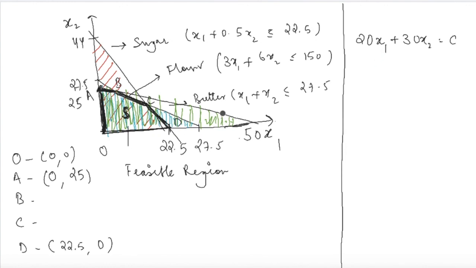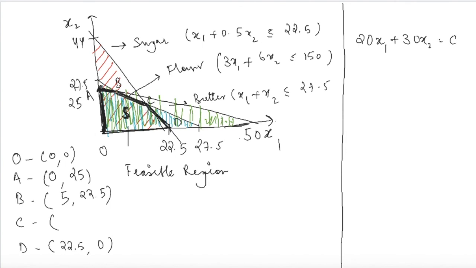So after doing all of this, you will notice that actually the maximum value is attained at point B, where, as I said, point B will be received. आप point B कैसे calculate कर सकते हो? By solving the flour constraint and the butter constraint. So by solving these two equations, when you solve these two equations, you get 5 and 22.5 as your pair.